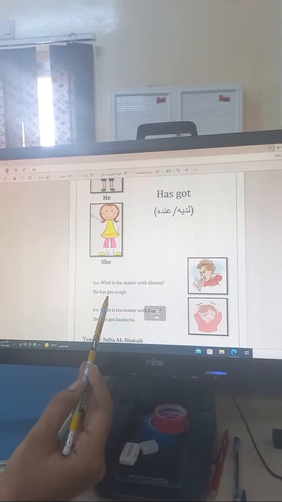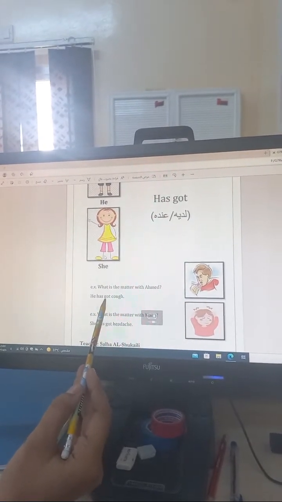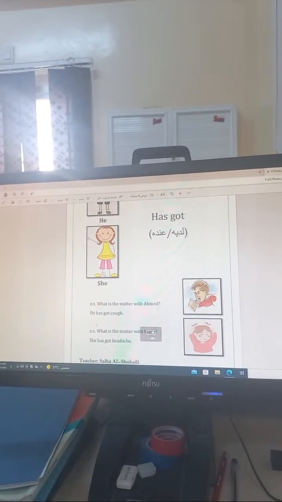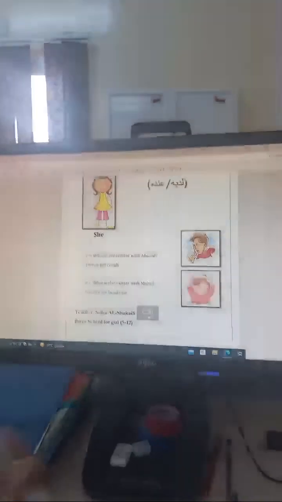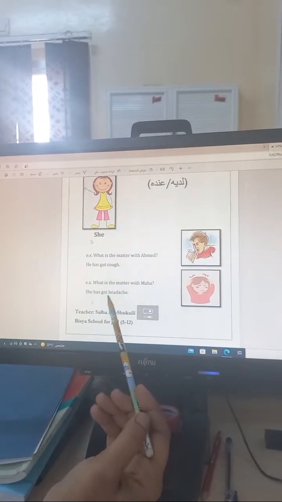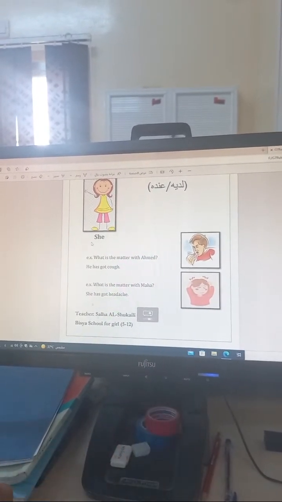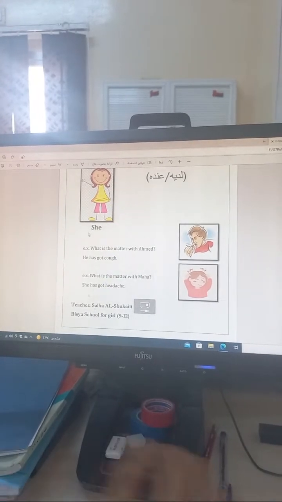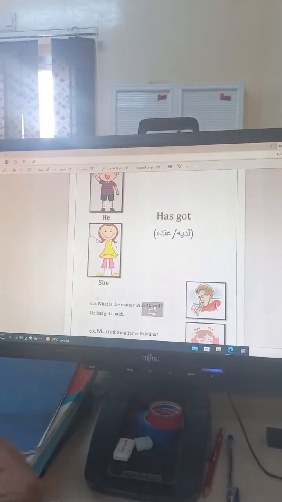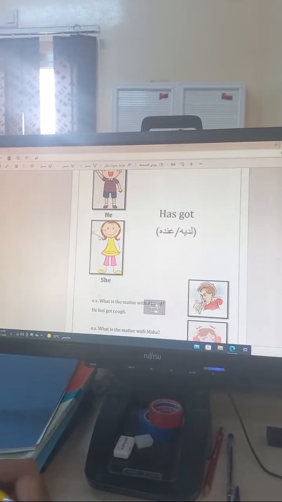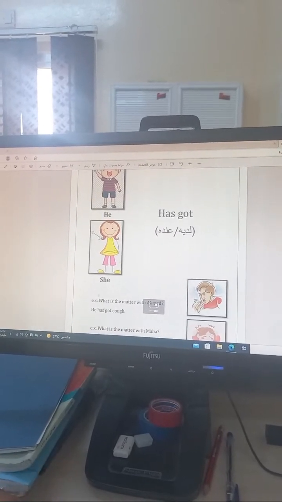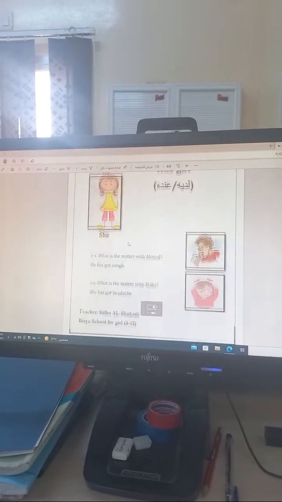Here we use has got because Ahmed is singular. And I'm talking about what? A matter or a disease. Look at example number 2. What is the matter with Maha? She has got a headache. She has what? A headache. Look at this picture. Is it clear, girls? So again, if we have singular, we are going to use has got. Imagine you feel tired, you say, I feel tired. But if you have a headache, you say, I have got a headache.